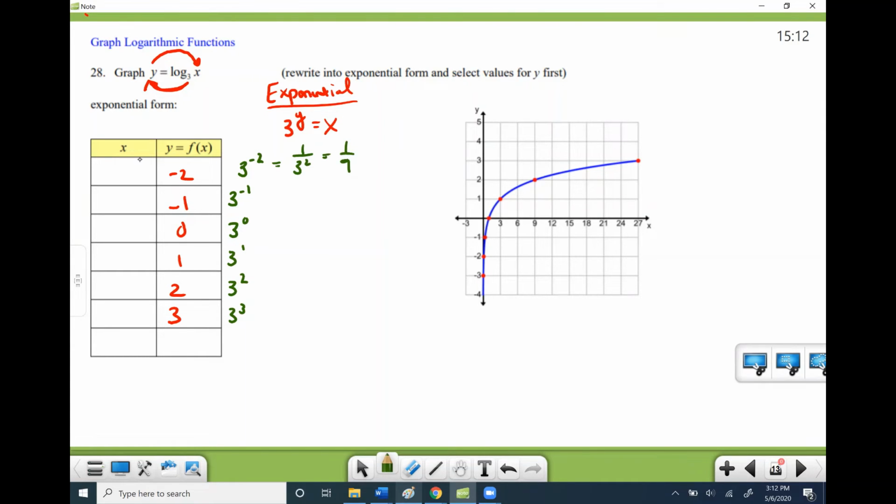So 1/9. We know that that's really 1 over 3 to the +1st. So 1/3. Anything to the 0 power is totally not 0, it's 1. And then these are easy for you guys. You've been doing these for years.